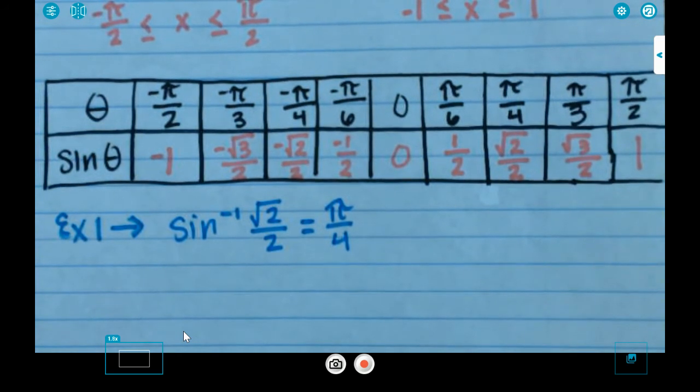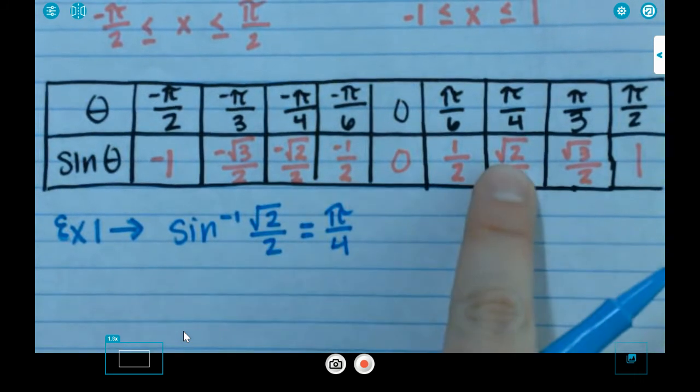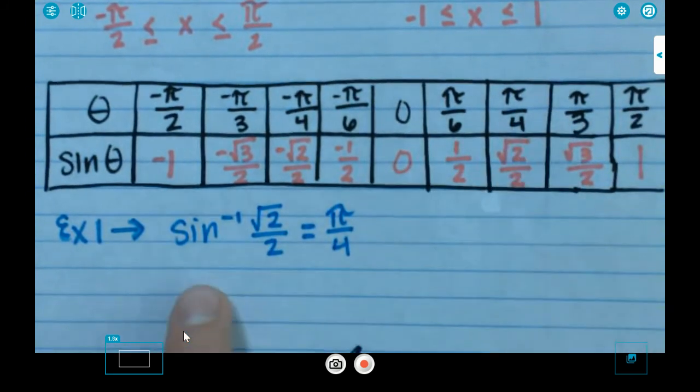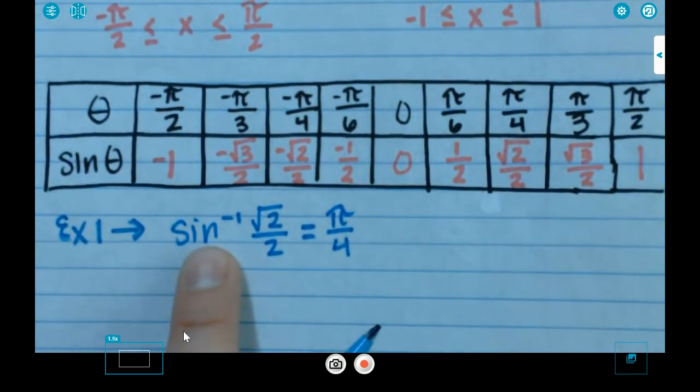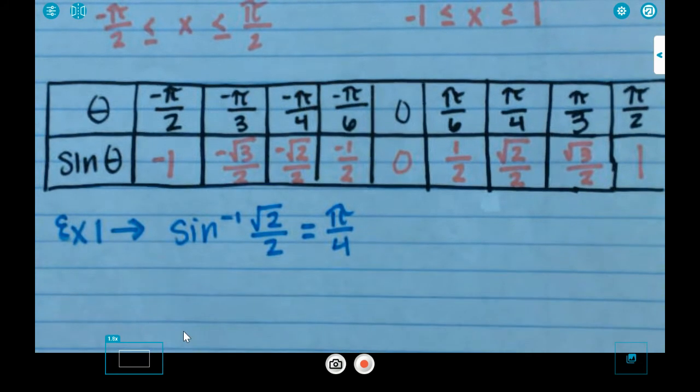I'm only going to do one example because that's literally all you do. You say, okay, when is it square root of 2 over 2? It's when pi over 4. So it says, for what value of sine is my answer square root of 2 over 2? That's essentially what it's asking you.